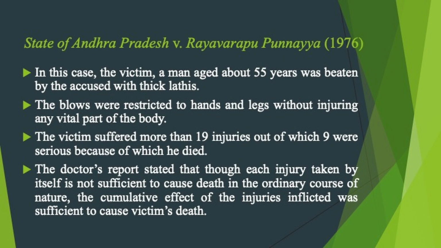Now coming to the second case, in State of Andhra Pradesh versus Rayavarapu, the victim, a man aged about 55 years, was beaten by the accused, who were 5 in number, with thick lathis, restricting the blows to hands and legs without injuring any vital part of the body. The victim suffered more than 19 injuries, out of which 9 were serious, because of which he died. The doctor's report stated that though each injury taken by itself is not sufficient to cause death in the ordinary course of nature, the cumulative effect of the injuries inflicted was sufficient to cause the victim's death.